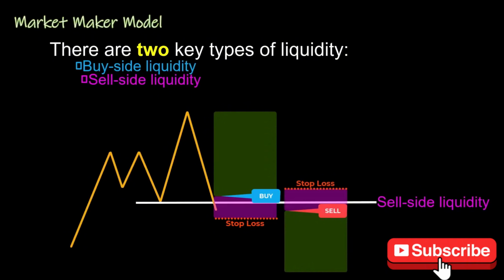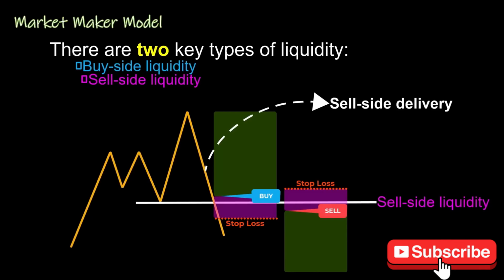Smart money will once again engage in a trap, this time called a sell side delivery. Price is pushed down just enough to trigger all those stop losses and breakout shorts. Then, boom, they reverse the price upward and go long, leaving retail traders stuck on the wrong side of the move. The key takeaway: the market maker model is designed to hunt liquidity on both sides before moving price in the opposite direction. That's why it's so important not to chase breakouts blindly.